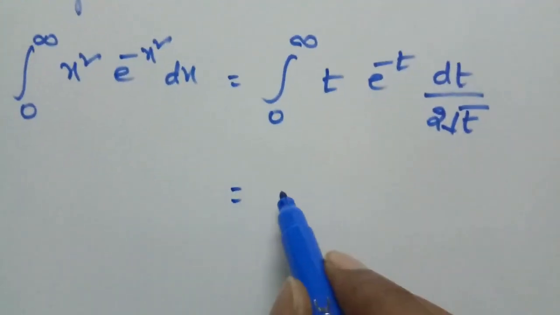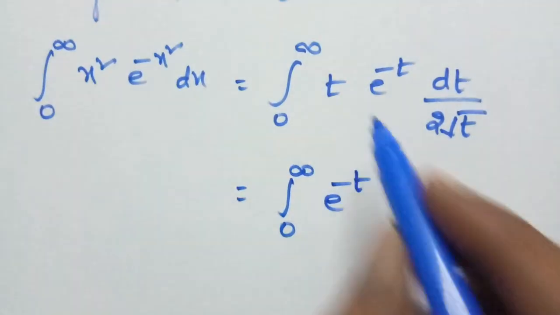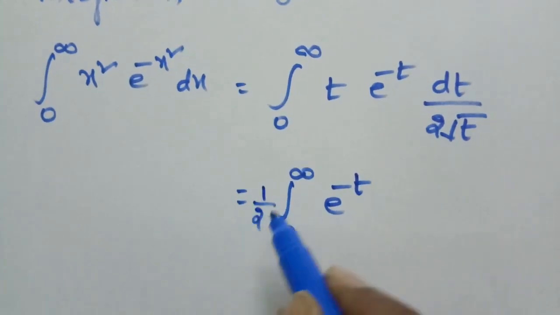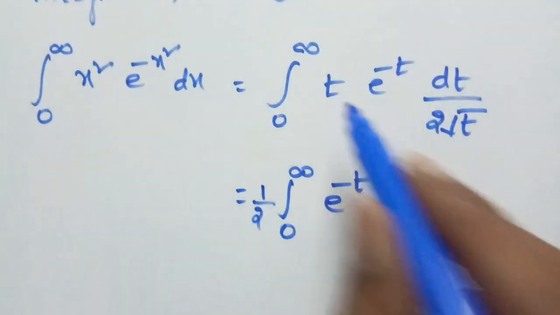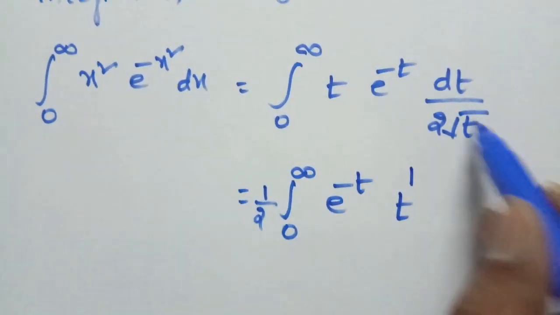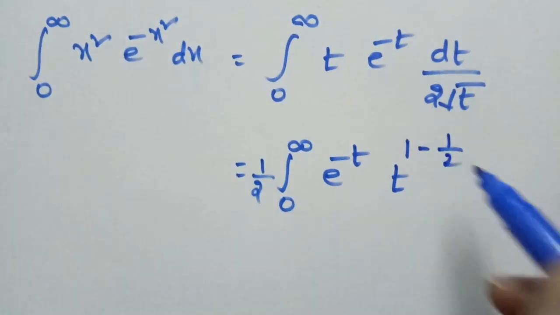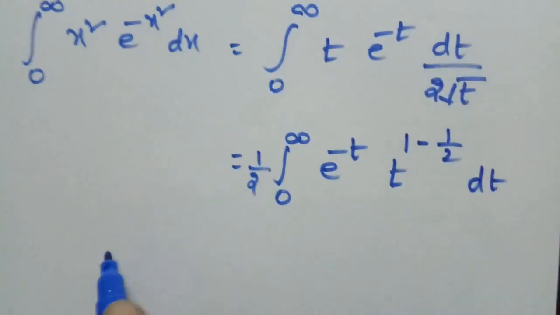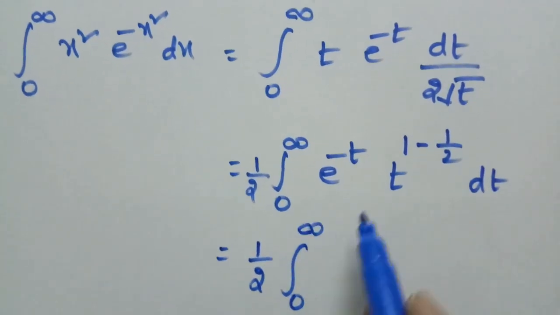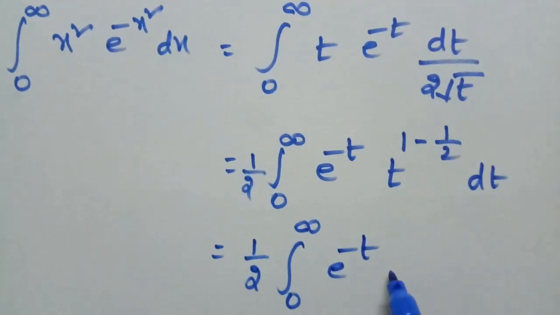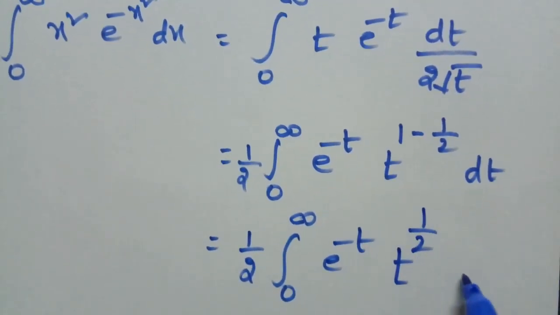Therefore, simplifying this, integral 0 to infinity e to the power of minus t, 1 by 2 we are writing outside of the integration, and t to the power of 1 and t to the power of 1 by 2 in the denominator, we are writing it in the numerator, it becomes minus 1 by 2, into dt. Therefore, this is equal to 1 by 2 times integral 0 to infinity e power minus t into t to the power of 1 minus 1 by 2, that is t to the power of 1 by 2.